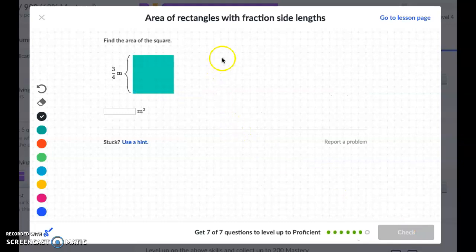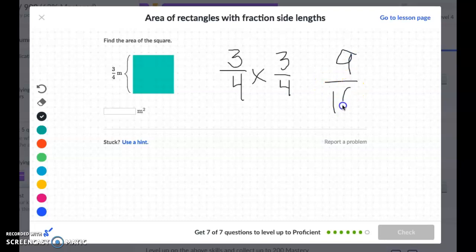Find the area of the square. Again, remembering that a square is the same on all four sides. So 3/4 times 3/4 because area is the length times the width of the square or rectangle. 3 times 3 is 9, and 4 times 4 is 16. So our area is 9/16.